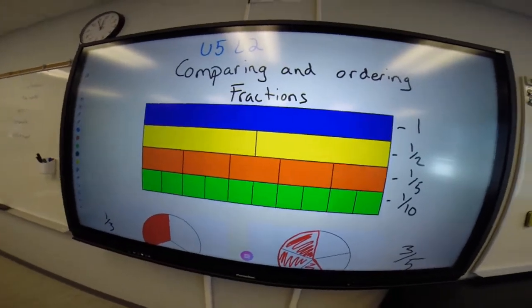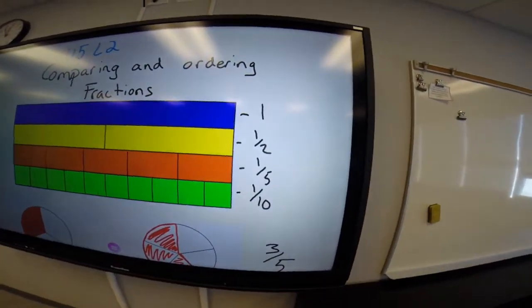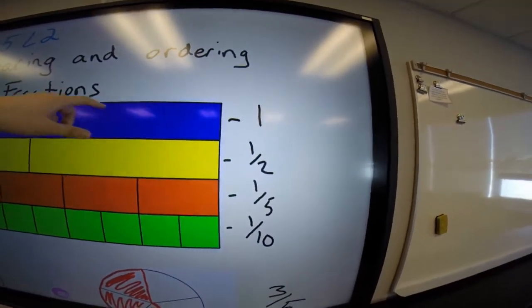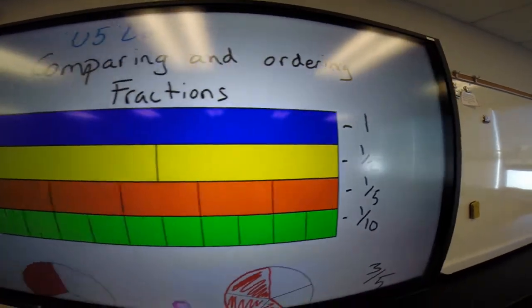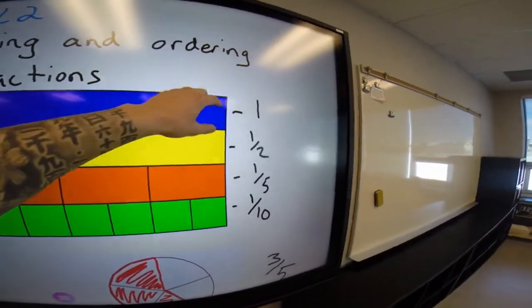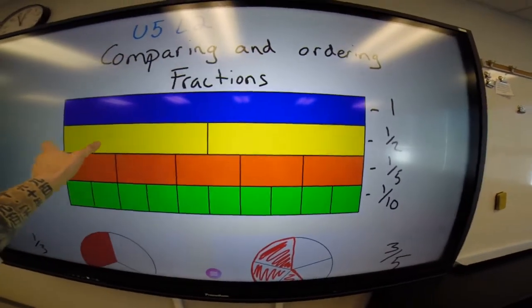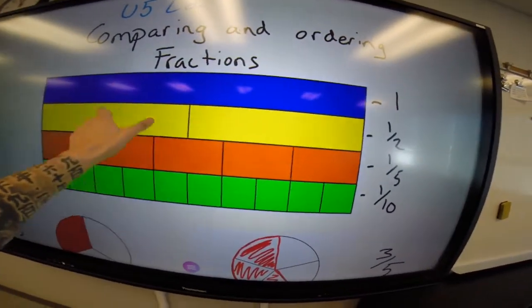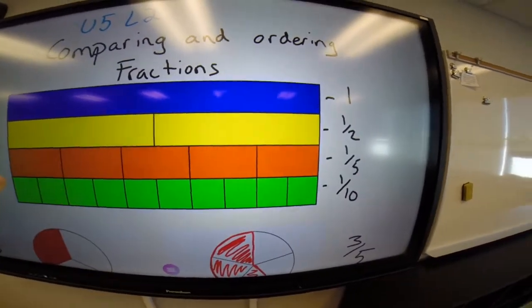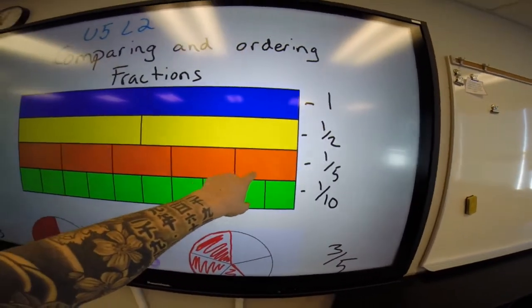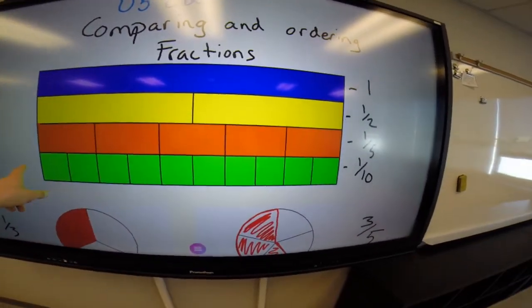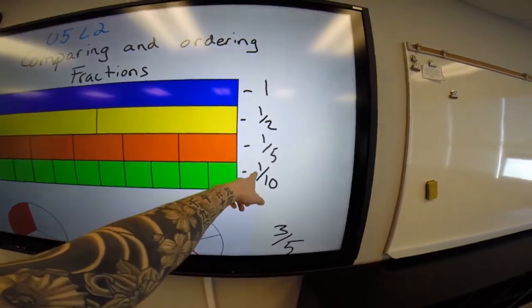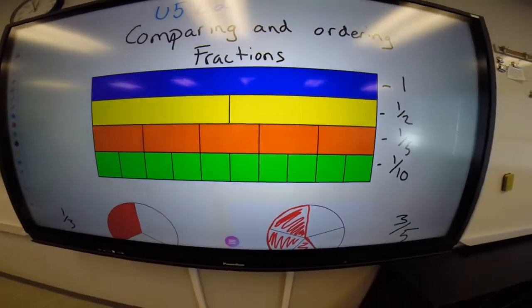All right? So as you can see, I've listed my fractions right beside. So for this one, I have one whole. Right? I have one whole fraction. On the yellow, this one whole has been split into 1/2, okay? And then the orange has been split into 1/5, and the green, I said, was split into 1/10, right?